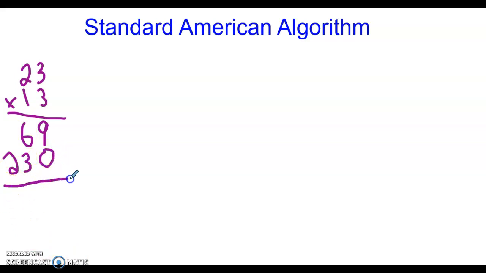Then you add those bad boys up, and you get 0 plus 9 is 9. 6 plus 3 is 9. And 2 plus nothing is 2. So 23 times 13 is 299. Let's try another one. I'm going to use a different color. Okay, our next one, they're going to get gradually harder.